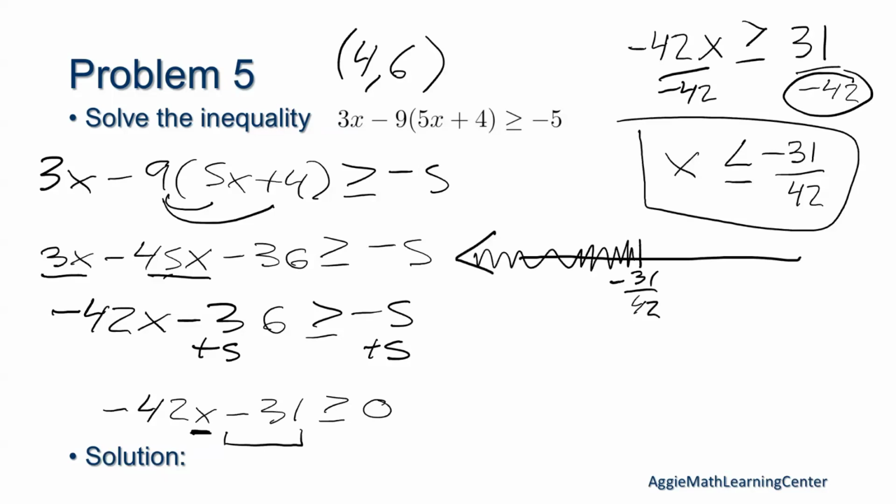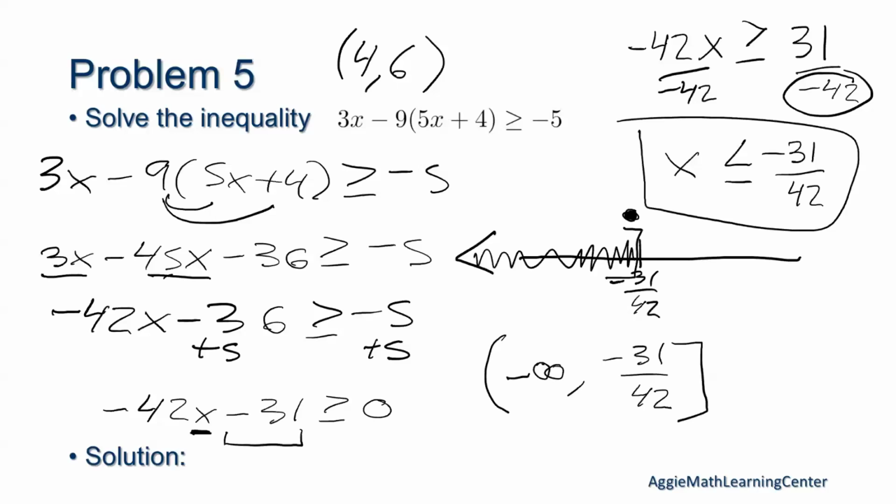And then right here, it kind of depends on what teacher you have. Like Jenna puts this little bracket here to show it's included. Some teachers might do a closed circle. It's the same thing. So that shows us it goes from negative infinity, because it just keeps going down, to negative 31 over 42. Now on this side, we're going to do a parenthesis, and this side a bracket. So the bracket is because it's included.